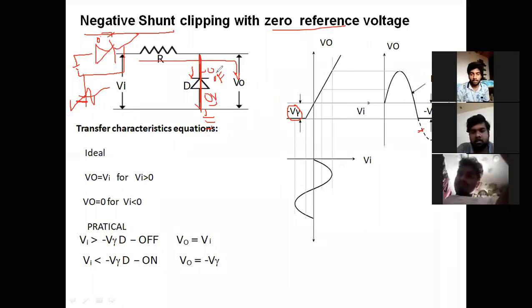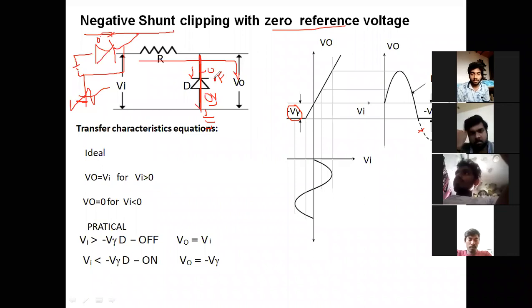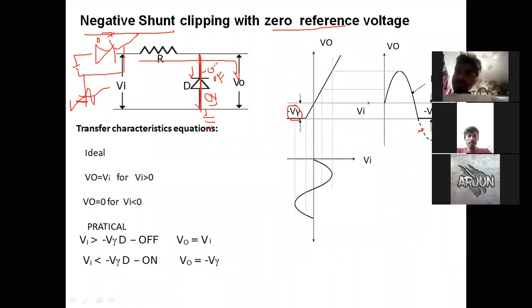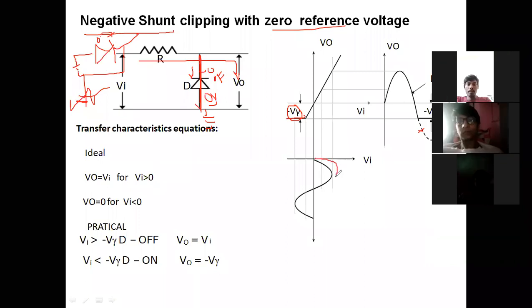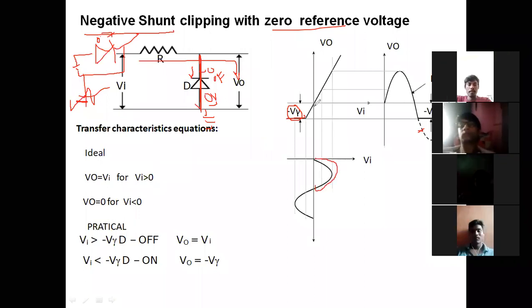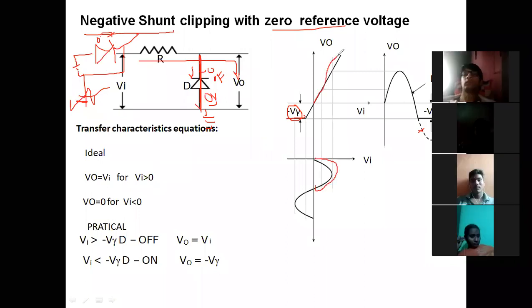When you apply minus 0.7 volts at the cathode, and I am talking regarding the practical diode, the cut-in voltage of 0.7 volts makes the diode get on. From this point onwards, your diode will be in the on state, and for the complete positive cycle, the diode will be in the on state.